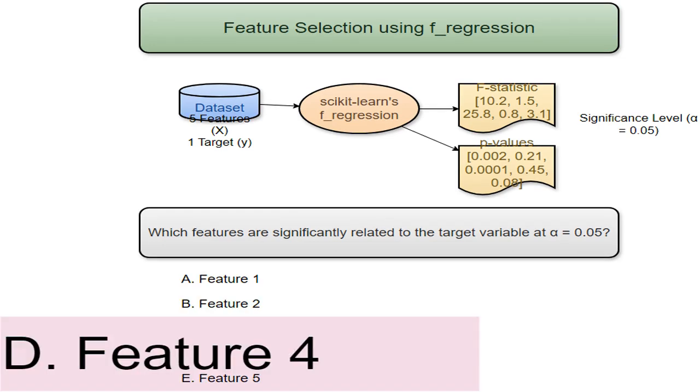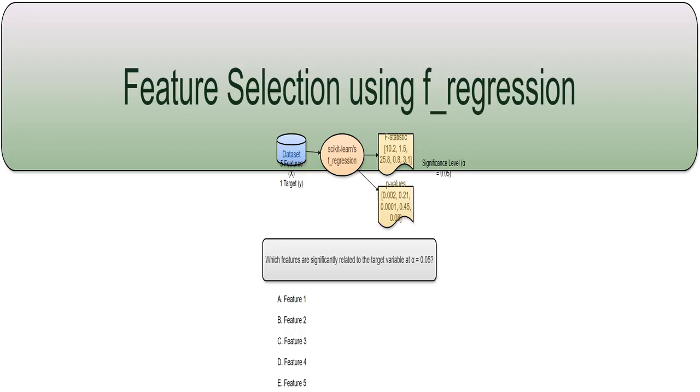This is implicit information from the p-value list. Its p-value is 0.08, exceeding 0.05, implying no significant relation to the target variable. This simply clarifies the dataset structure again. 5 features, x1 to x5, and 1 target, y.